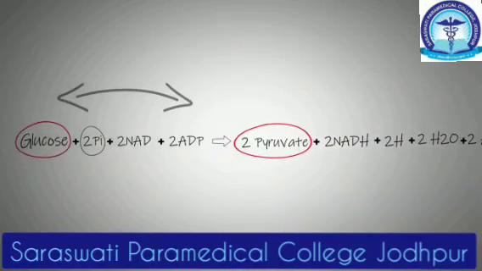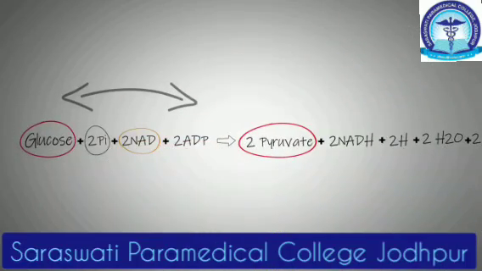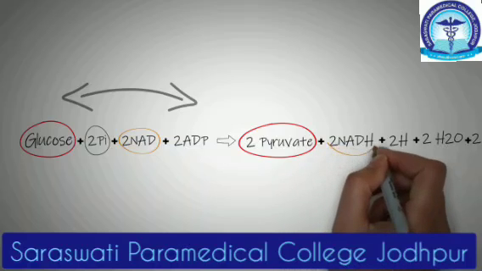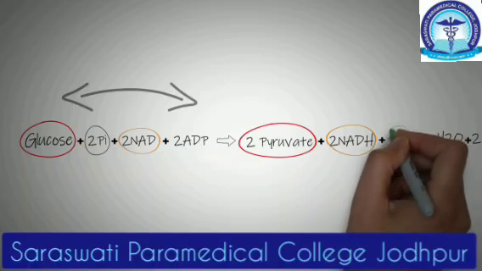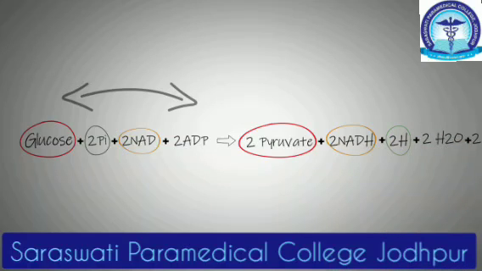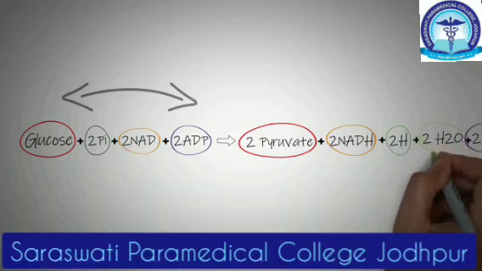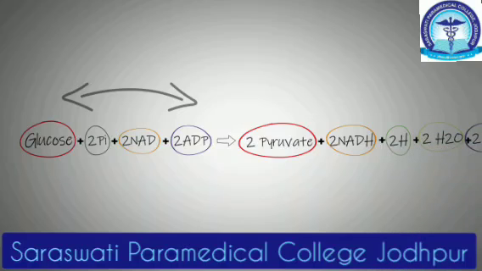2 NADs are used in this reaction which accept hydrogen and get reduced to NADH, which is subsequently used in the electron transport chain to make more ATPs. 2 hydrogen ions are produced here in this oxidation reduction reaction. 2 ADPs are converted to make 2 ATPs. These 2 molecules of water are produced in the dehydration reaction of 2-phosphoglycerate to phosphoenol pyruvate, and this gives us the final reaction of glycolysis.